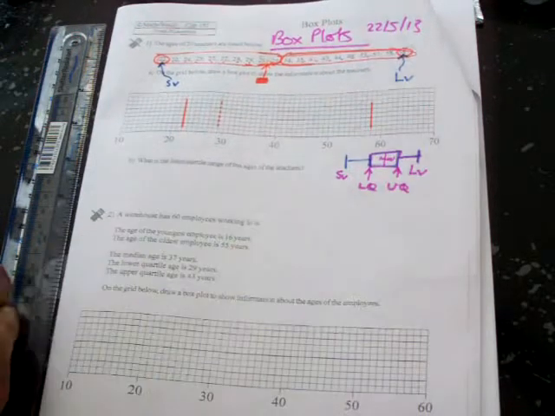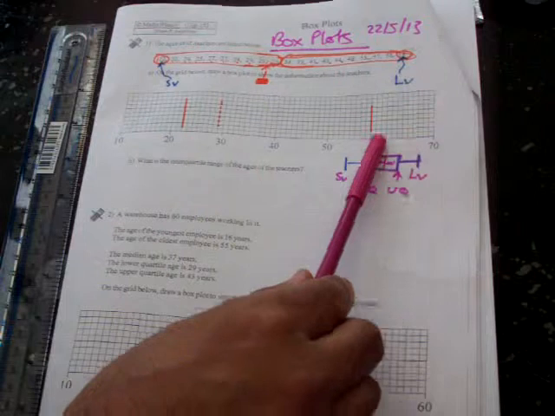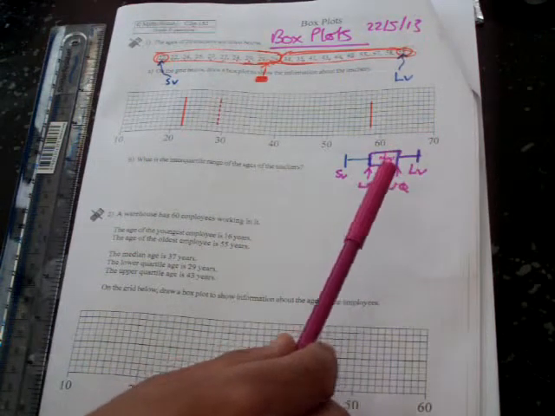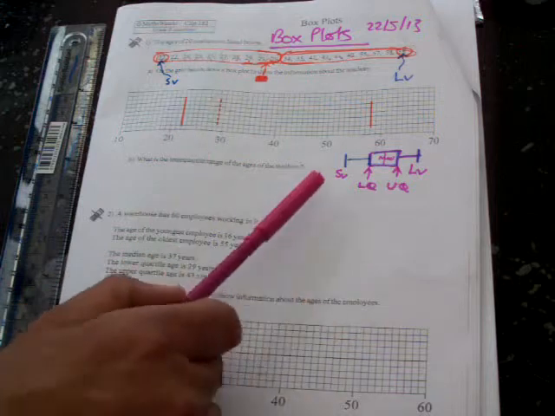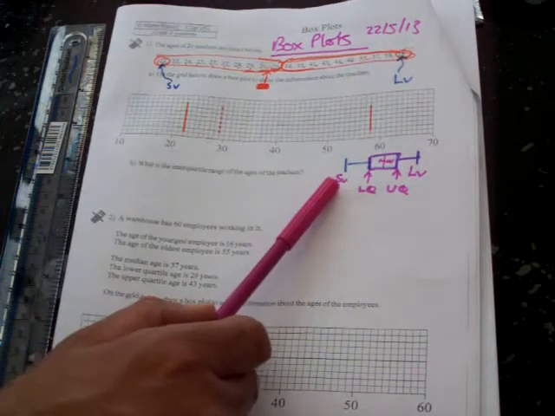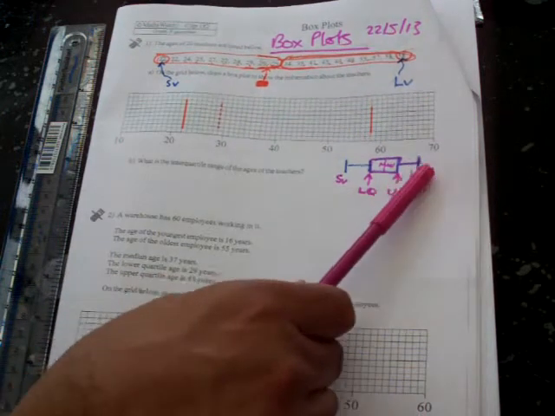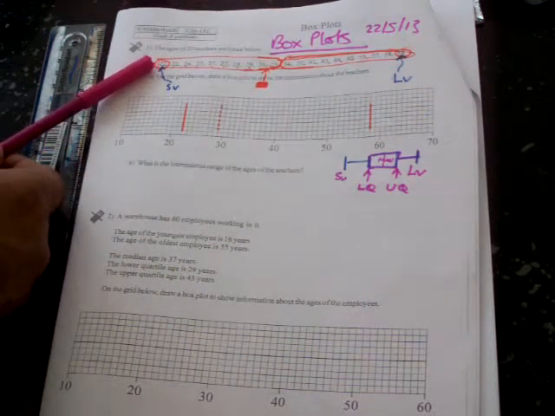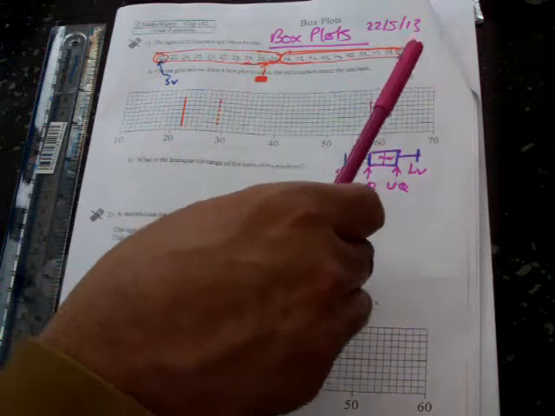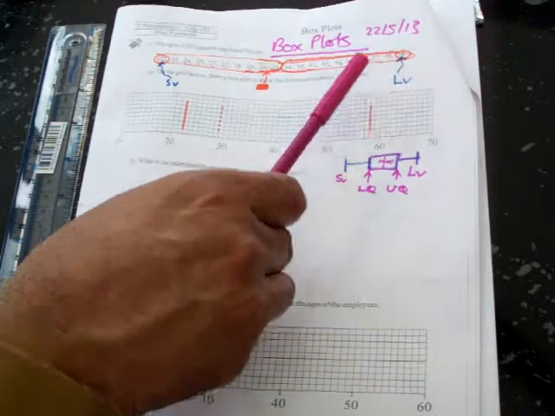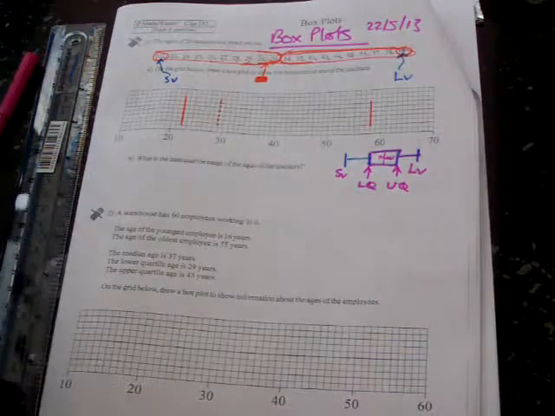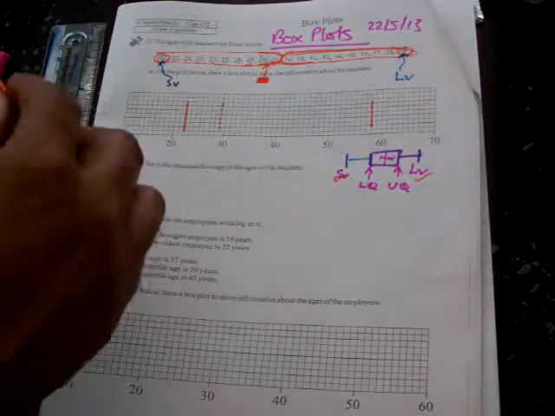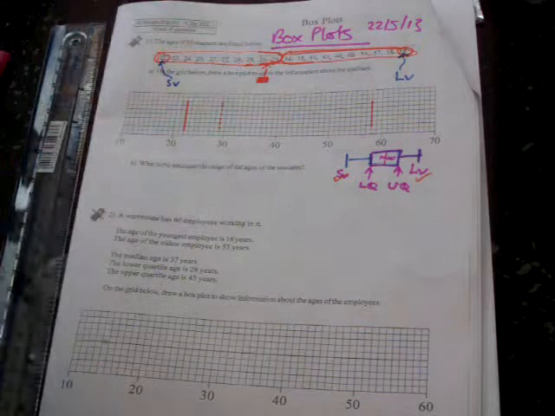Now if we have a look at what a box plot should look like, we have certain defining parts. We have the whisker at the end, which is the smallest value, and the whisker at the other end, which has the largest value. The smallest value is 22. This is already ordered, and the largest value is 58. So those two values we already know, so we can tick those. Now we need to work out the median.